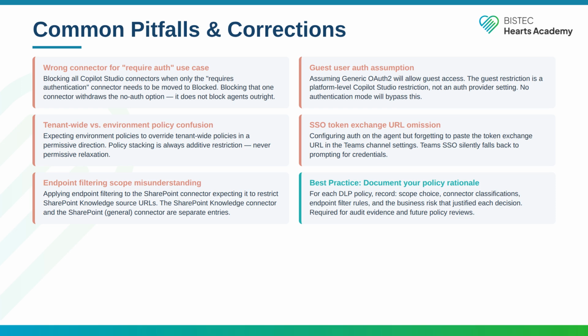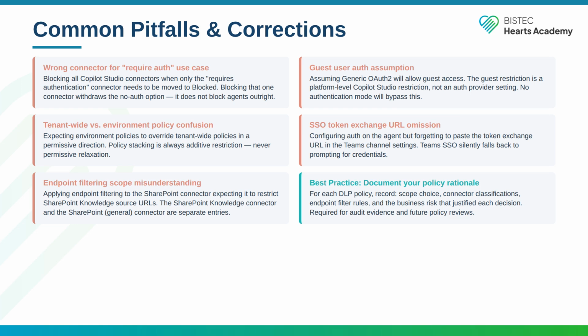The second pitfall is misunderstanding how tenant-wide and environment-specific policies interact. Environment-specific policies cannot override a tenant-wide policy in a permissive direction. Policy stacking is always additive restriction. If the tenant-wide policy blocks a connector, no environment-specific policy can unblock it for a particular environment. The only path to a more permissive state is changing the tenant-wide policy itself, and that change affects every environment it covers.